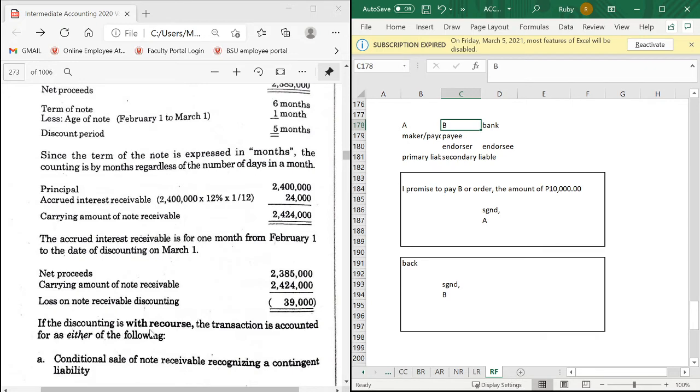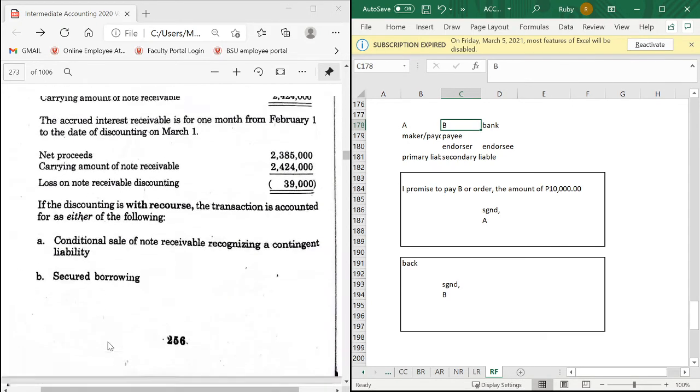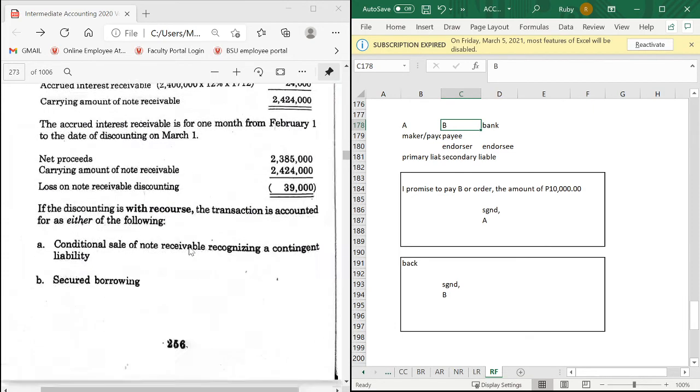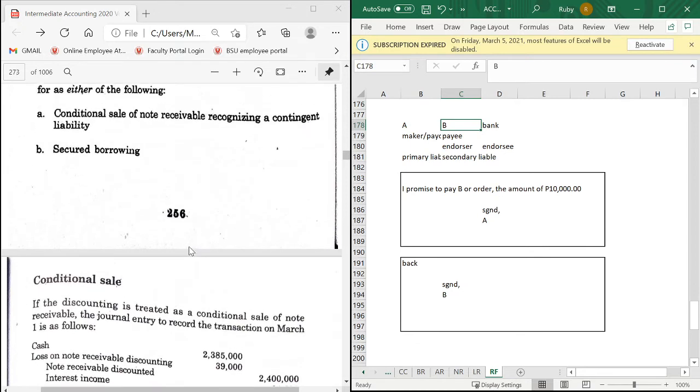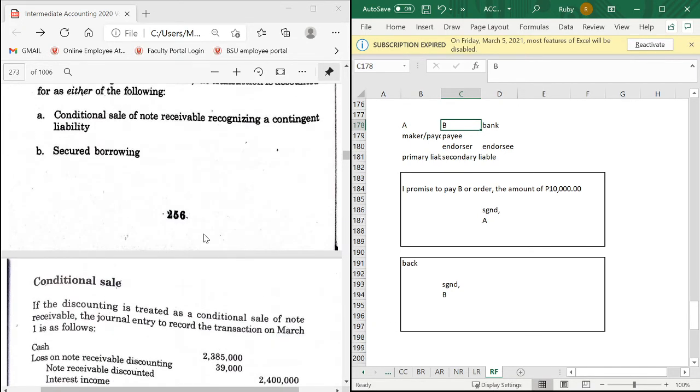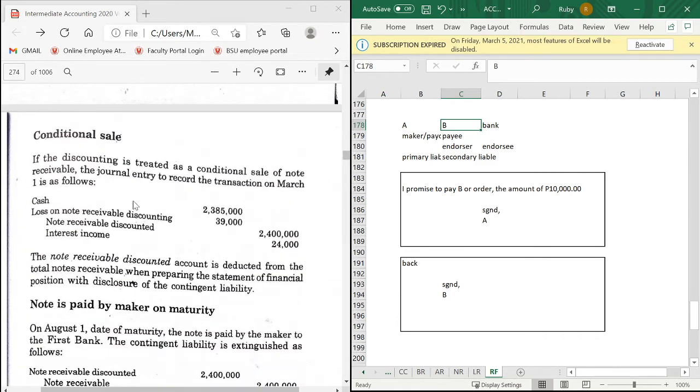If the discounting is with recourse, the transaction is accounted for as either of the following, conditional sale or secured borrowing. Yan. Kapag without recourse, madali lang, wala ka ng problema. Kapag with recourse, mapupunta sa secured borrowing or conditional sale. Kapag conditional sale, if the discounting is treated as a conditional sale of the note receivable, the journal entry, yan.